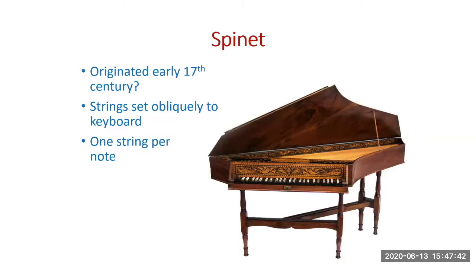The last in the family is the spinet. These possibly arose in the early 17th century. Establishing a date of origin is tricky because the terms spinet and virginal were more or less used interchangeably in the past. And in the 15th and 16th centuries, the Italian word for the square virginal was a spinetta, just to confuse things even further.